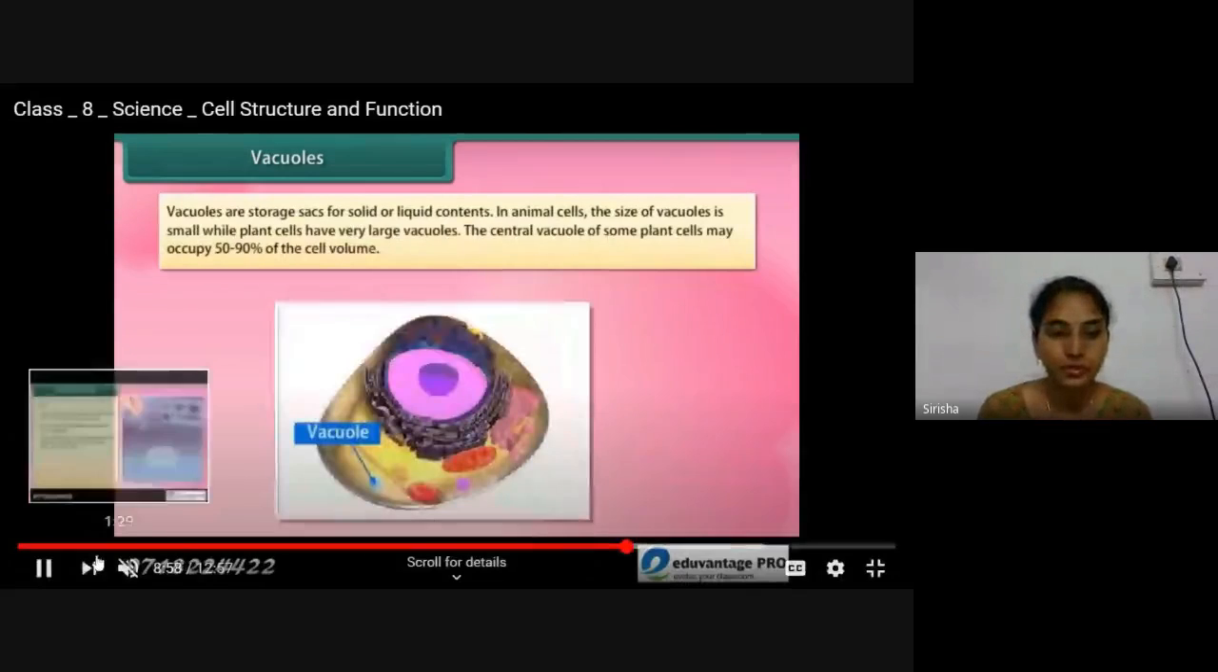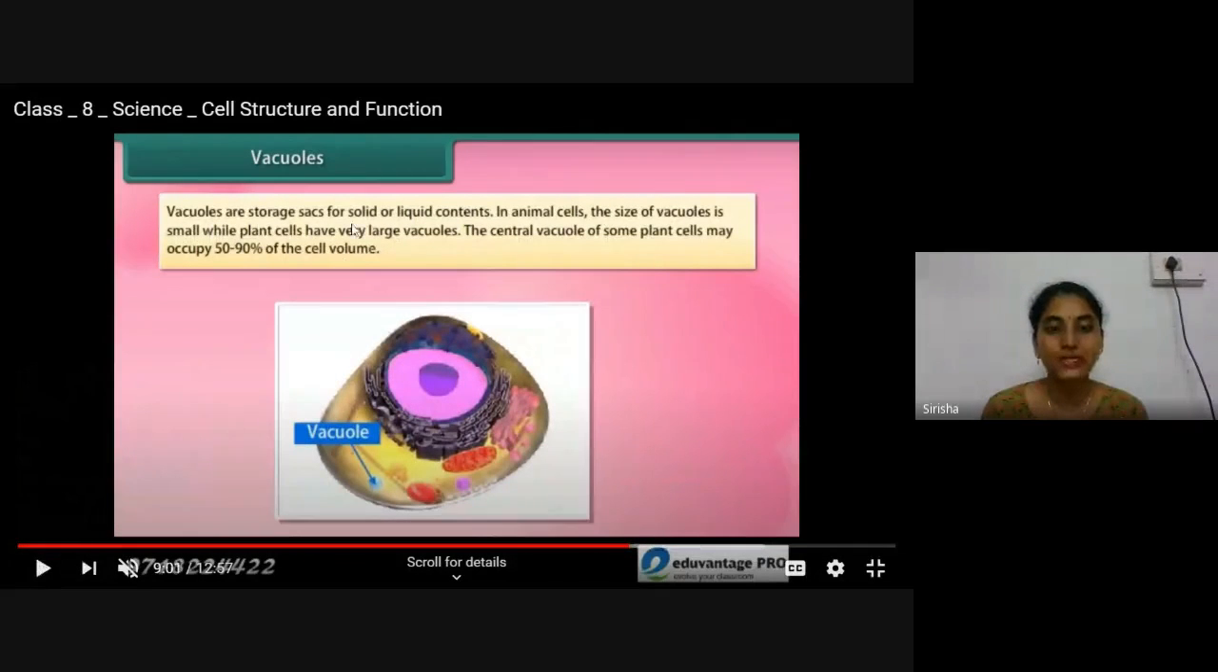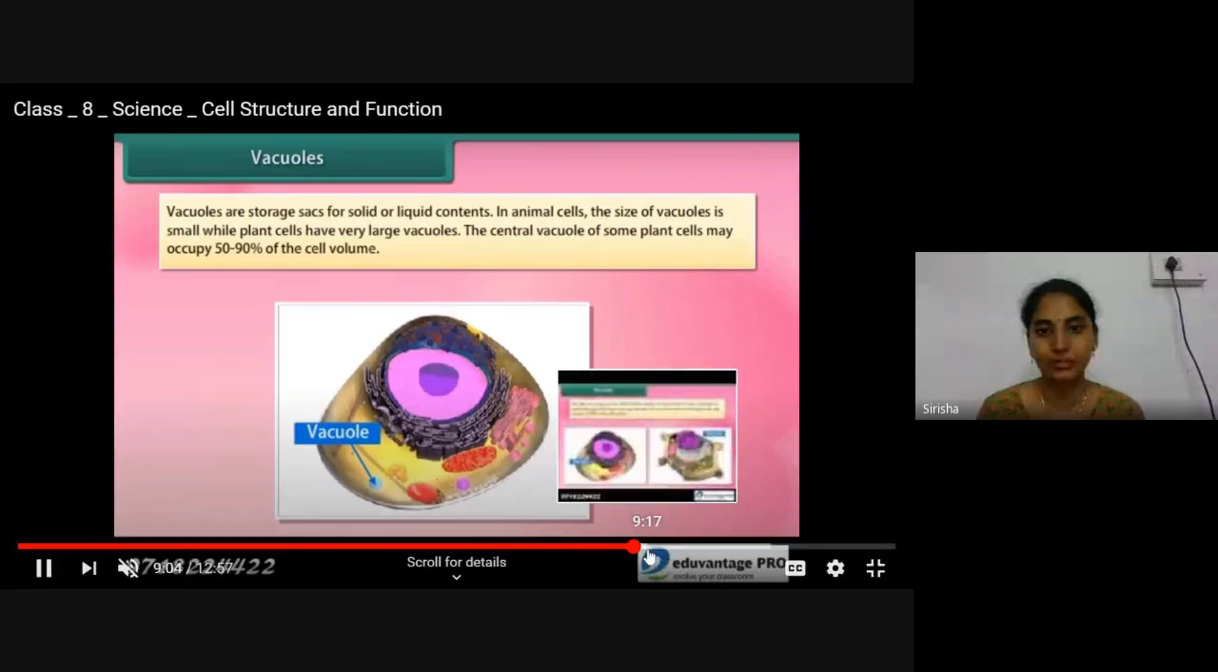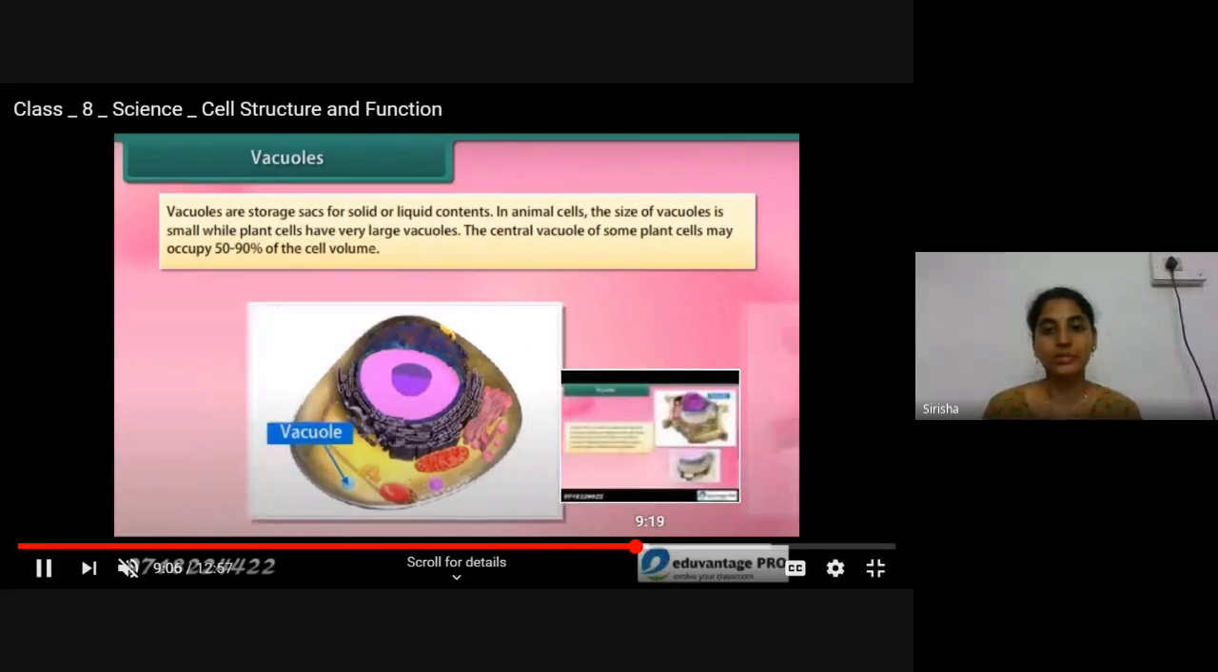Next comes vacuoles. What are vacuoles? They are storage sacs for solid or liquid components. In animal cells, the size of vacuoles is small, whereas plant cells have large vacuoles. The central vacuole of some plant cells may occupy 50 to 90% of the cell volume. Vacuoles in animal cells are very small, and at times may even be absent, but in plants the vacuoles are very large. They have large distinct vacuoles. They are nothing but empty spaces for the storage of food. They are also called storage sacs.